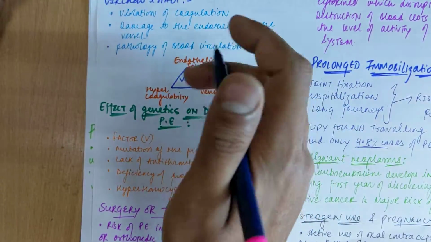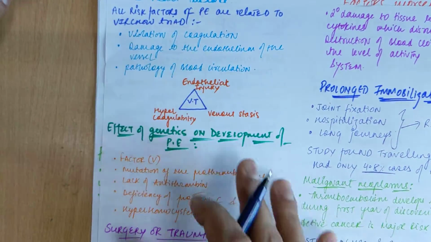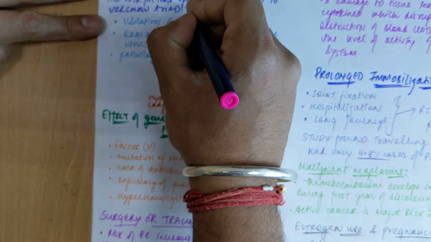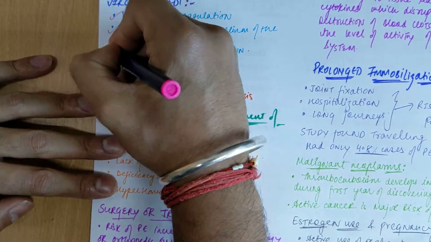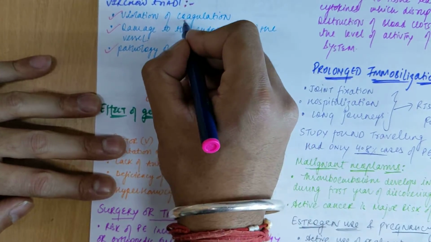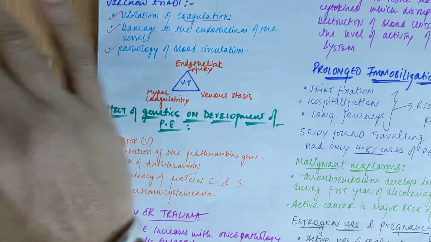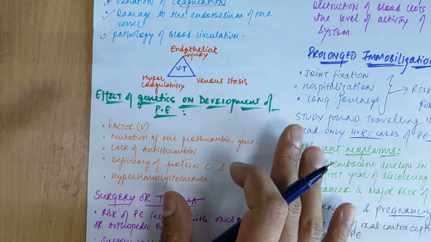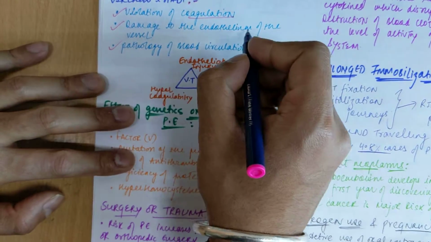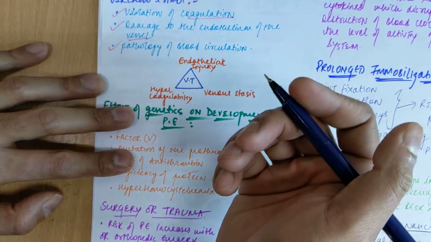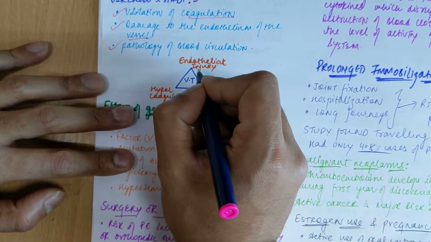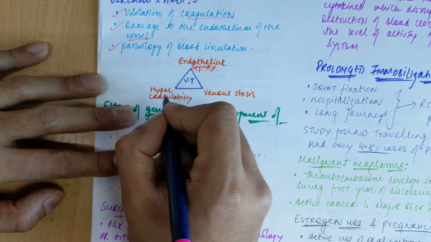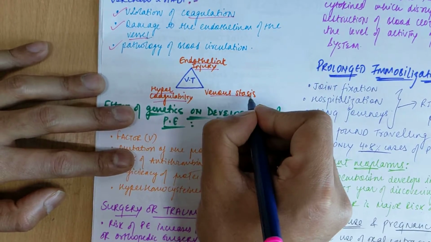Now, all risk factors of pulmonary embolism are related to the Virchow triad. This is a triad which is actually used for the embolus. So in this case, we have three points. First, violation of coagulation, that is the coagulation system will be violated and the body will not be able to coagulate properly. Next, damage to the endothelium of the vessel, and pathology of blood circulation. So these three points you can see in this triangle: endothelial injury, hypercoagulability, venous stasis.